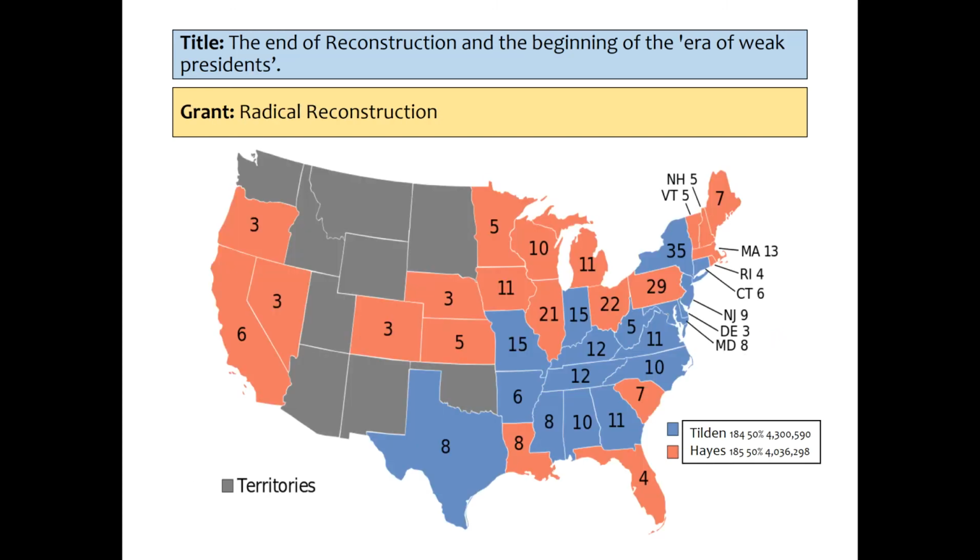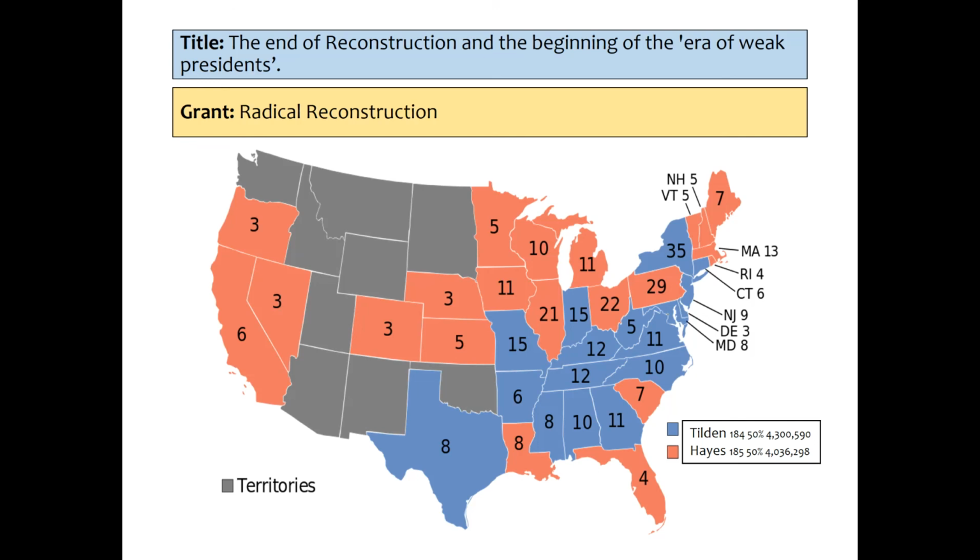So we've got Tilden here winning 184 of the electoral votes, but 4.3 million popular votes. And we've got Rutherford Hayes, who wins 185 of the Electoral College and just 4,036,000 votes. And you're probably wondering, well, why does Hayes win? Well, in an American election, the amount of Electoral College votes wins.